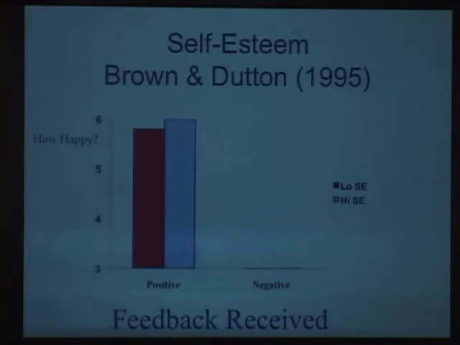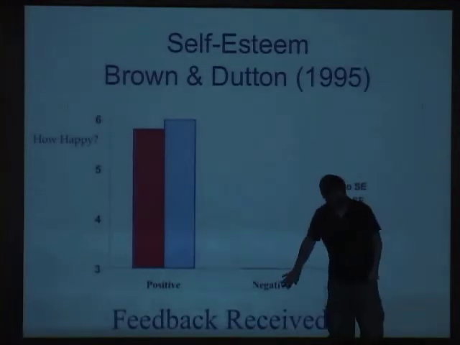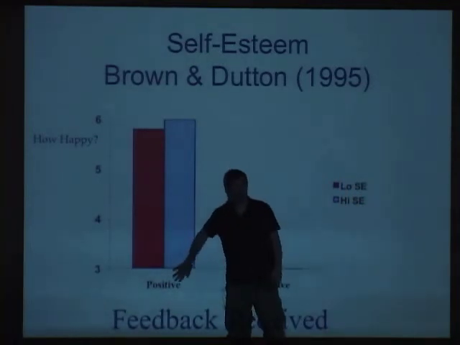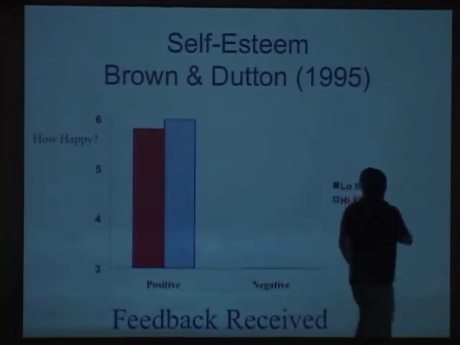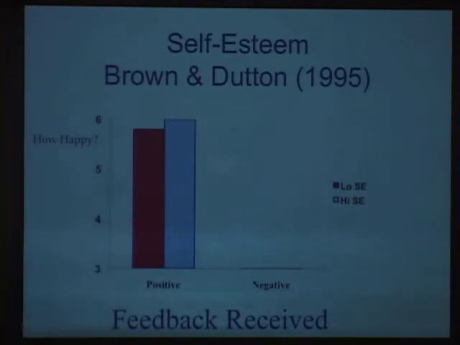For these studies, it doesn't matter. All that matters is there's a threat condition where you're told something negative about yourself or that you did poorly, and then there's usually some control condition, which is either neutral or positive. You succeeded. Low SE is low self-esteem, high SE is high self-esteem. That'll be on lots of these figures that I'm going to show you. And what you see here is when people get positive feedback, told they succeeded at an anagrams test, it makes them about the same level of happy, regardless of whether they're high or low self-esteem.